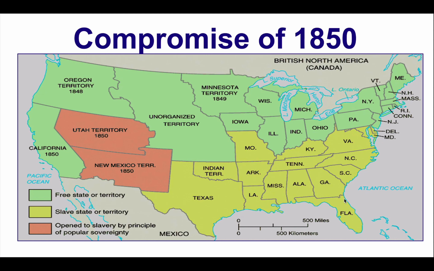Okay. So those states in green are essentially the free ones, and the ones in red are going to be opened up to the principle of popular sovereignty. Well, with the way this map ended up going out here, Southerners didn't care for this because popular sovereignty could have gone the other way too.